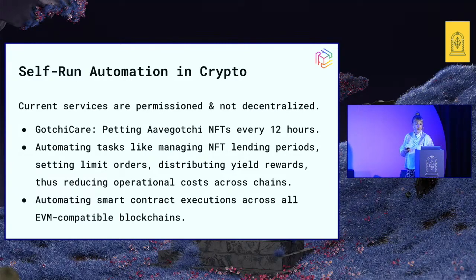So just to go through some examples of what automation is being used for today in some DAOs. I think the prominent one is obviously MakerDAO, but we also have one really funny example I found, which I think is really cute, where Gelato is being used for Aavegotchi NFTs that are being petted every 12 hours, and that is all done automatically. Some other use cases are more in the DeFi space, where, for example, PancakeSwap or Curve are using Gelato as well for handling tasks such as managing lending periods, setting limit orders, or distributing yield rewards.